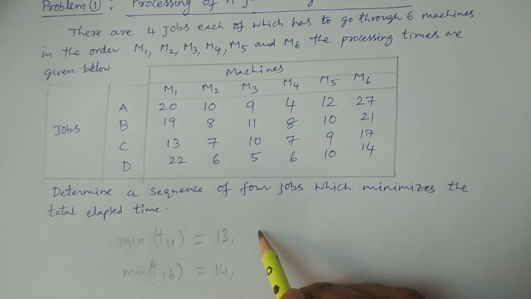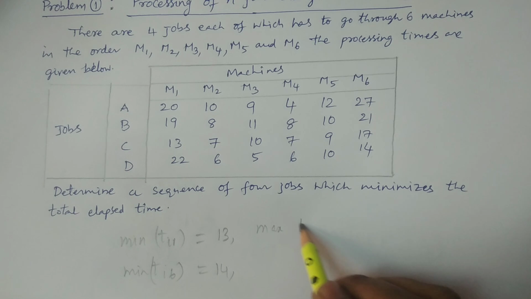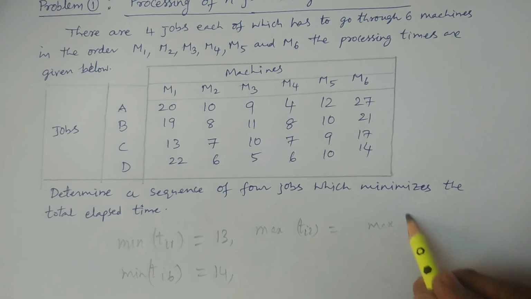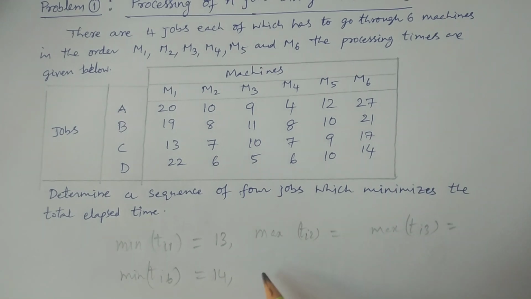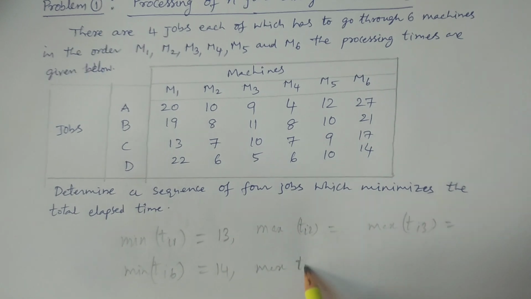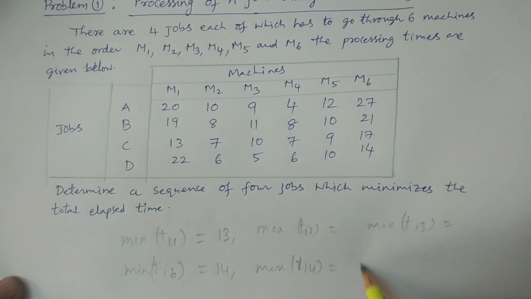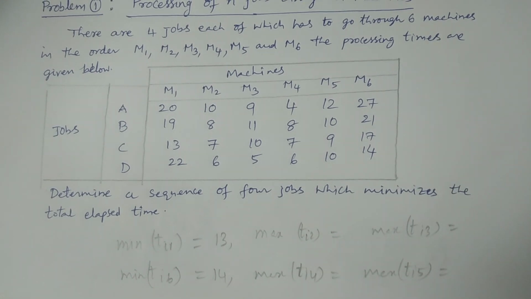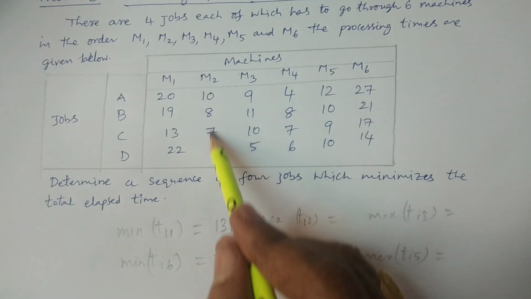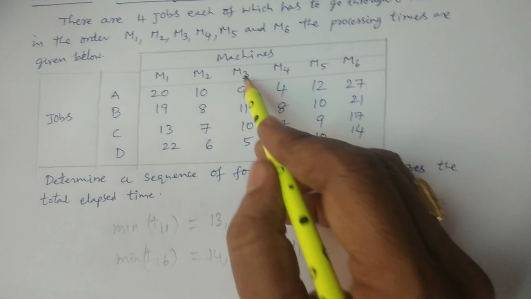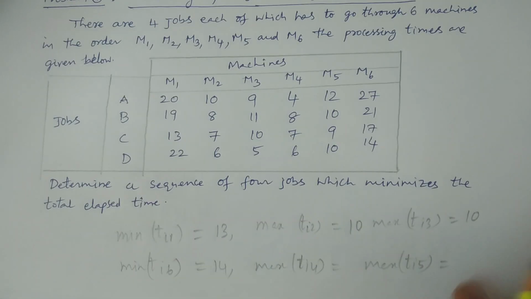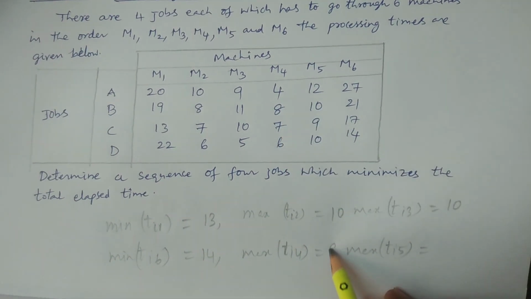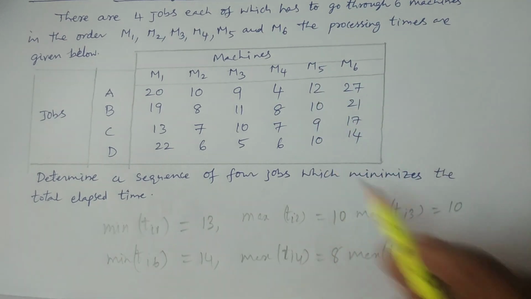For the remaining machines, you have to calculate the maximum: maximum of Ti2, maximum of Ti3, maximum of Ti4, and maximum of Ti5. You have to calculate the maximum values for these 4 machines. Maximum of Ti2 is 10. Ti3 is also 10. Maximum of Ti4 is 8. And maximum of Ti5 is 12.